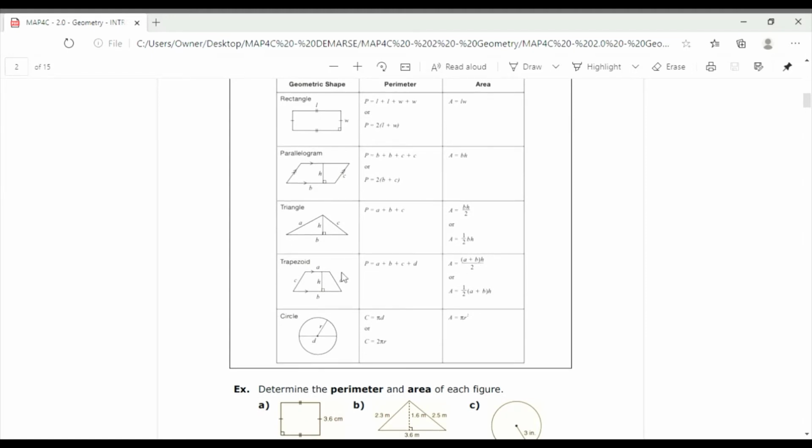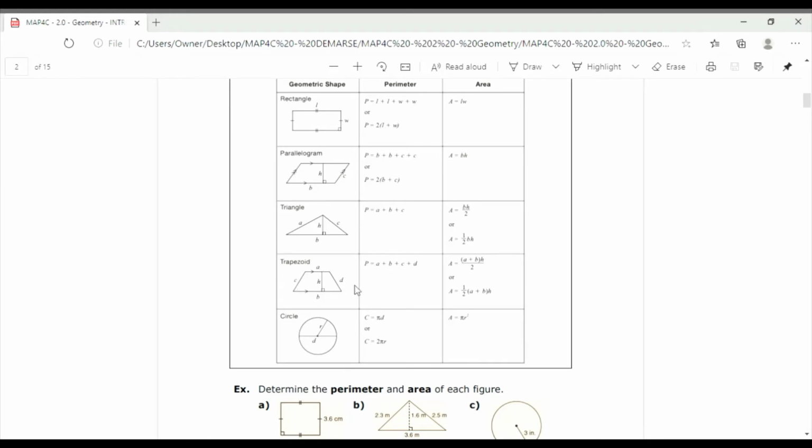Some more complex shapes. A trapezoid has 4 sides. Its perimeter will be those 4 sides added together, a plus b plus c plus d. The area of a trapezoid has the formula (a plus b) in brackets, and a and b are the 2 parallel sides in this drawing, the top side and the base, the bottom. (A plus b) in brackets, then multiplied by the height.